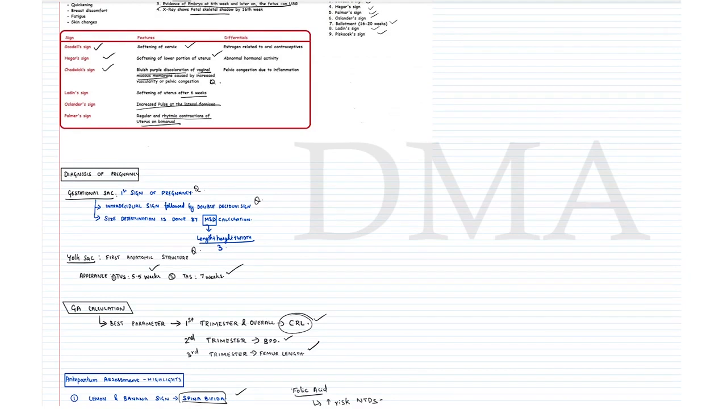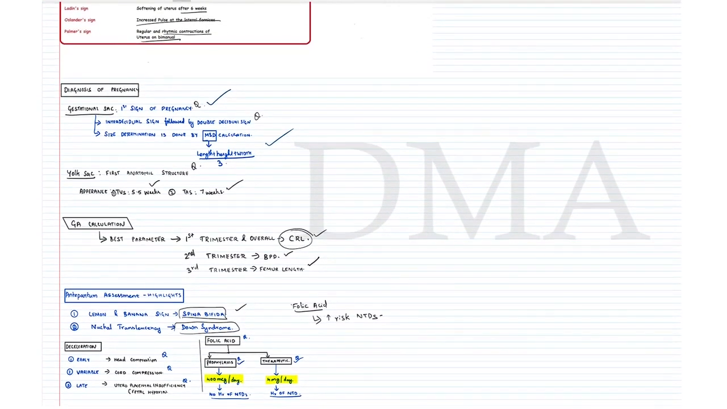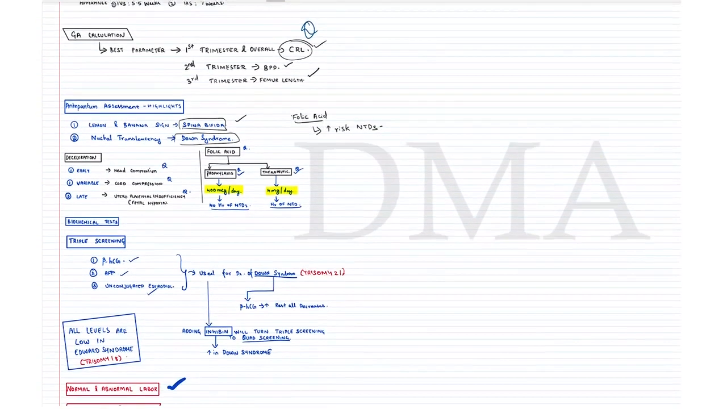Okay, so for the diagnosis of pregnancy, the most common and most specific first sign is the gestational sac. The gestational sac is calculated by mean sac diameter, length, height, width divided by 3, and the yolk sac is the first anatomical sign. For gestational age calculation in the first trimester, it is crown rump length. Pretty very important MCQ, this is.